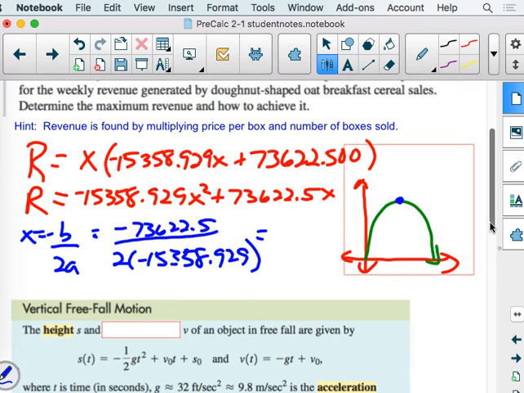So I'm going to give you a minute here to punch that in. I better grab calculators. Anybody need to borrow one? That's going to give us how many boxes we're going to sell.